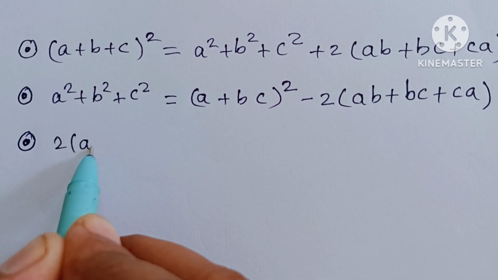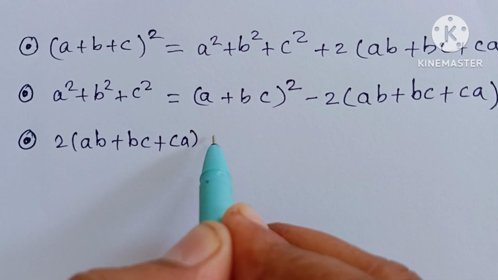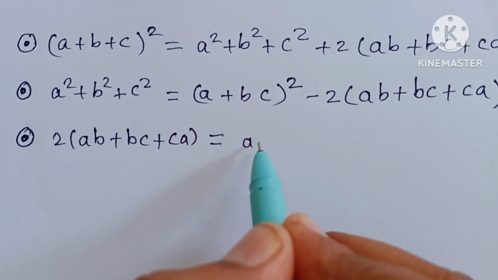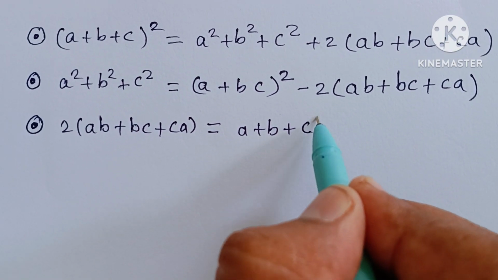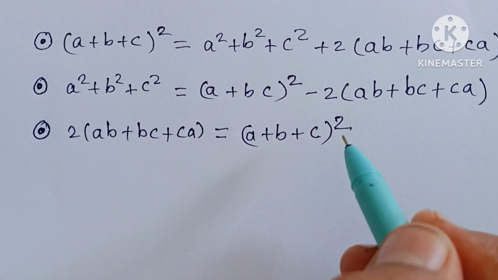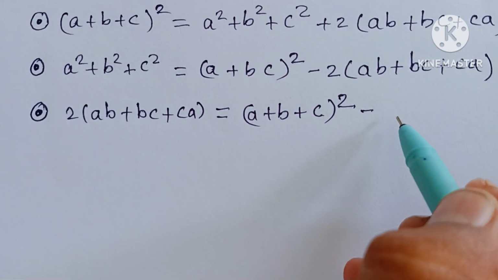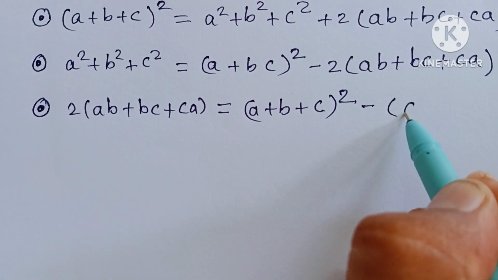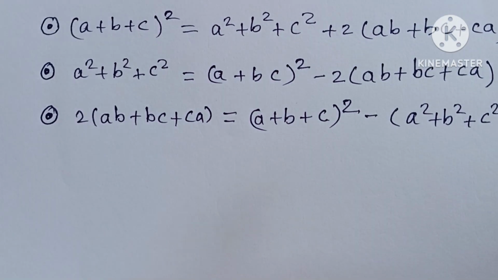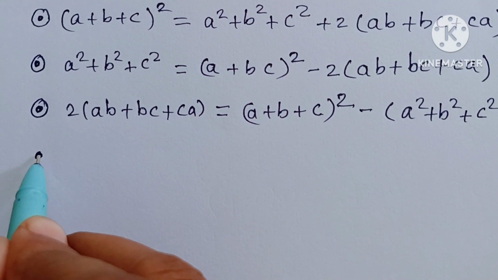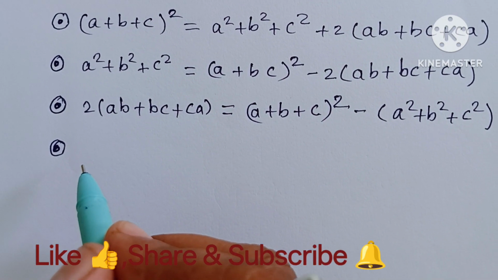2 times (ab plus bc plus ca) equals (a plus b plus c) whole square minus in bracket (a square plus b square plus c square). Next identity we will see. These identities are used in higher classes, 9 and 10 especially.